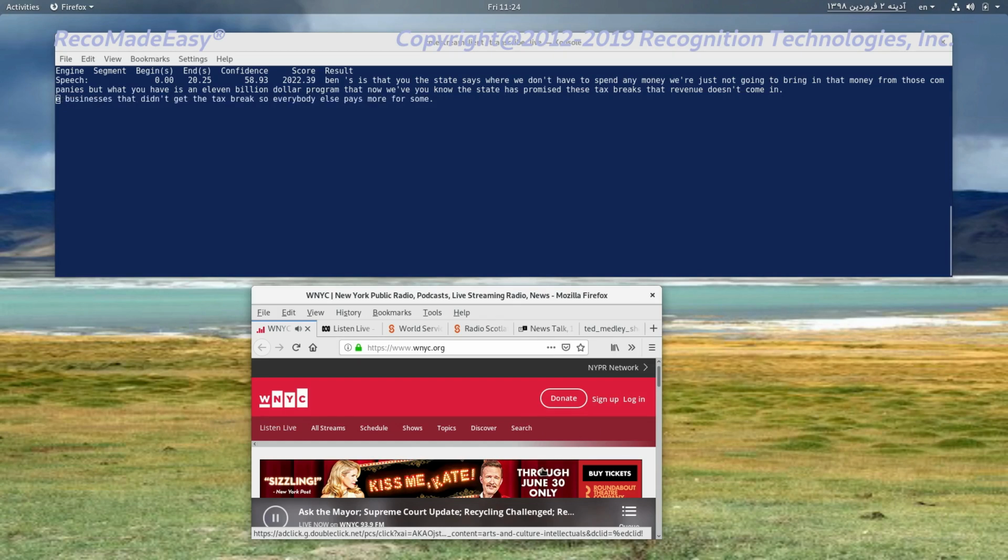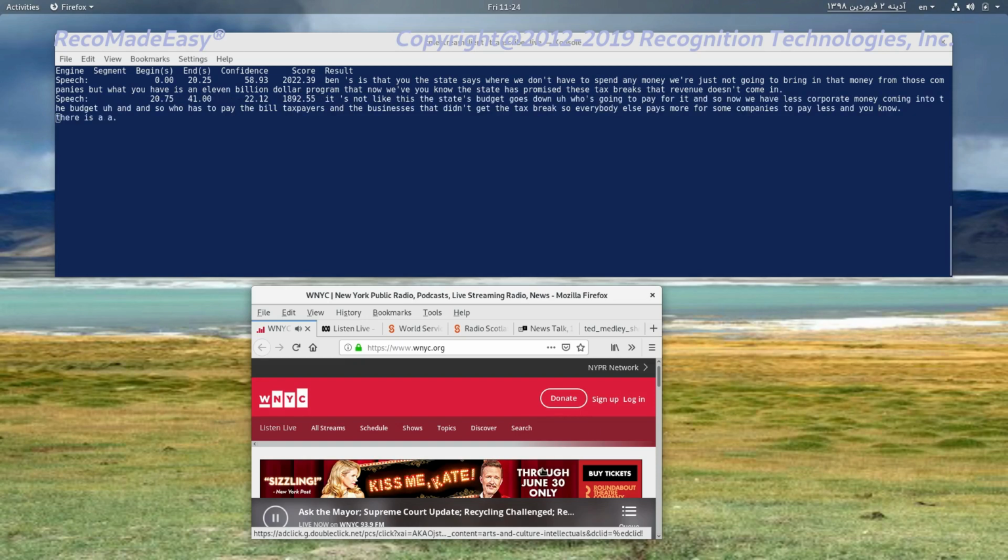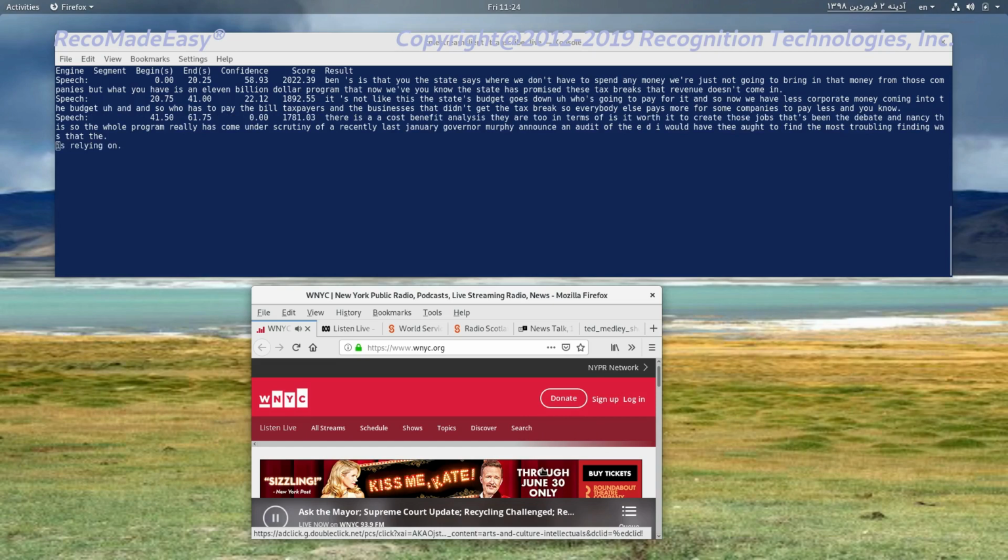And there is a cost-benefit analysis there, too, in terms of, is it worth it to create those jobs? That's been the debate. And Nancy, the whole program really has come under scrutiny recently. Last January, Governor Murphy announced an audit of the EDA. What did the audit find? The most troubling finding was that the EDA was relying on self-reporting of these companies after they were getting their tax breaks.